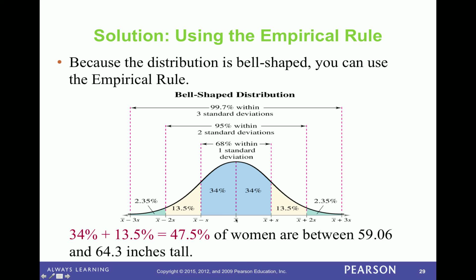So if this is 64.3 and this is 59.06, you add up these 2 percentages to get the percent of women that fall within that height. You do not subtract, you add them. Add this and this, so this area and this area added together represents 47.5%.